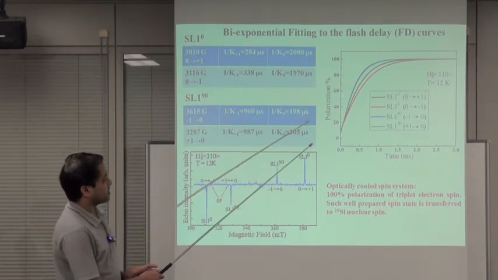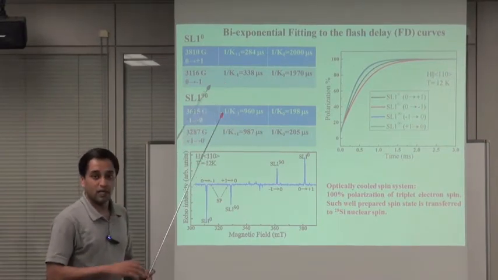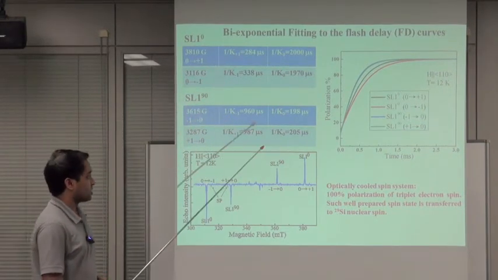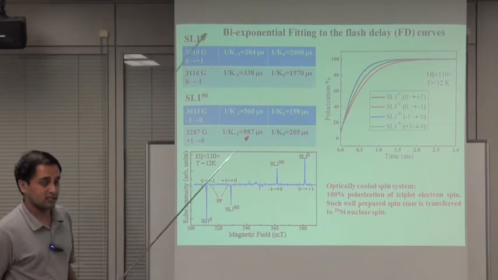And later I will show that we transfer this well initialized spin system to the nuclear spins, and then manipulate those nuclear spins, and then transfer the coherence back to the electron spins to demonstrate the 29 silicon quantum memory.